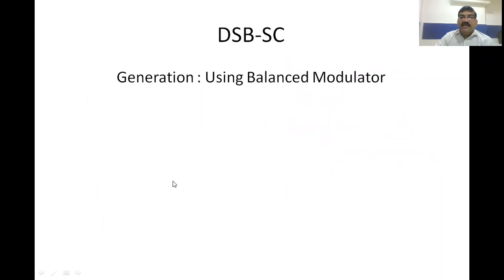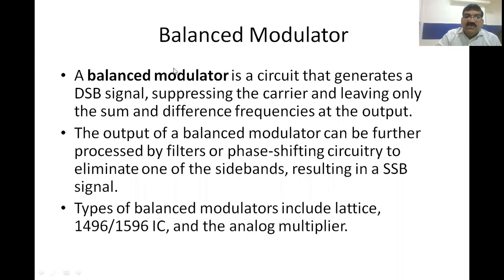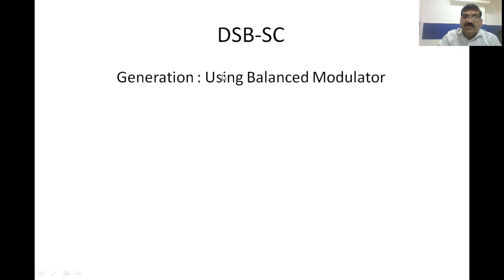Now, double sideband suppressed carrier, how can it be generated? This is part of the second module, but as it is in continuation, I'll just cover this also, using the balance modulator. How this signal can be generated, and based on that, how we can transmit the signal. So before going further, is there any doubt till now? I don't think so, because this is a very simple concept and it is very easy to understand.